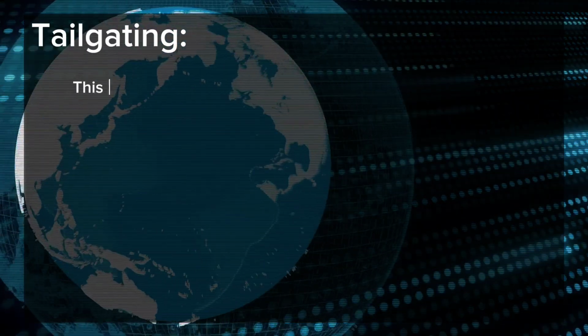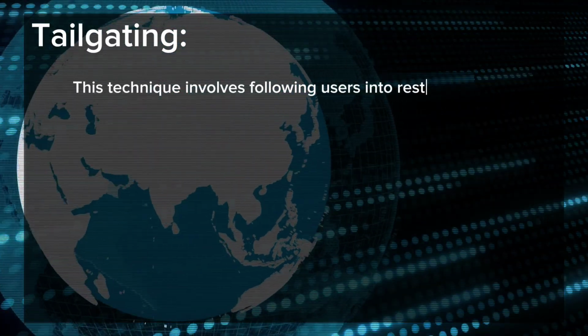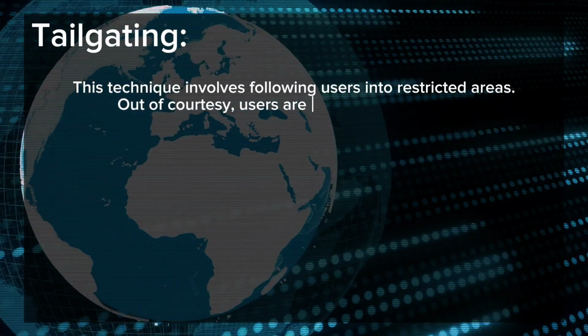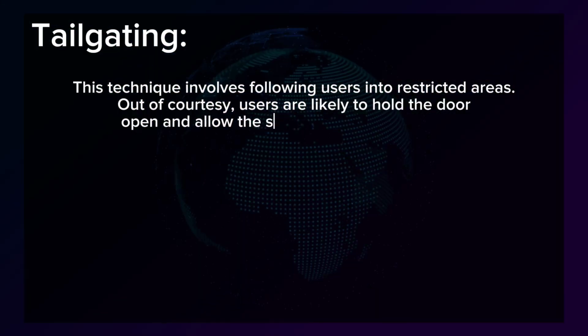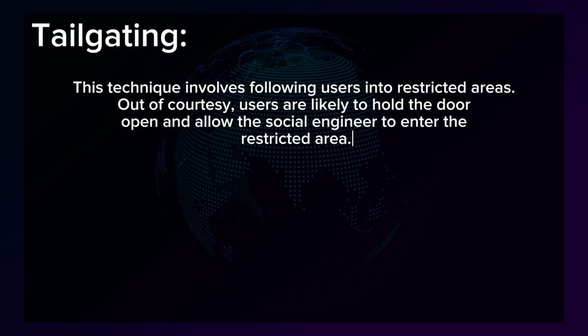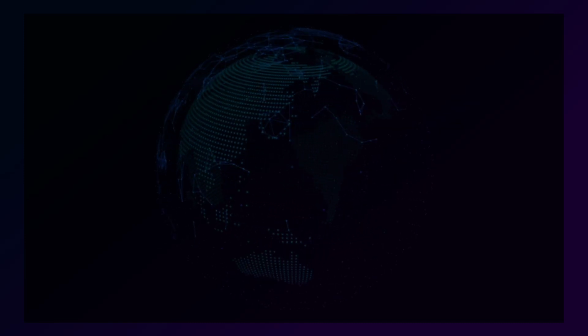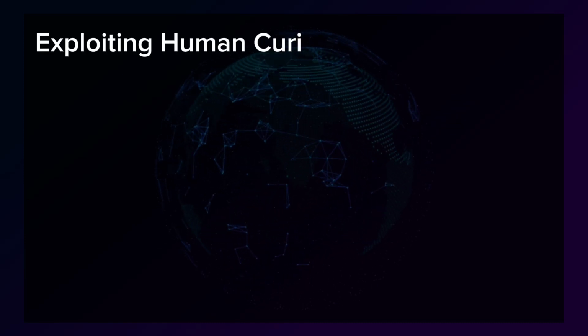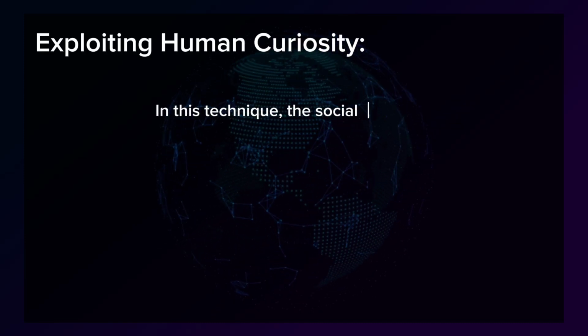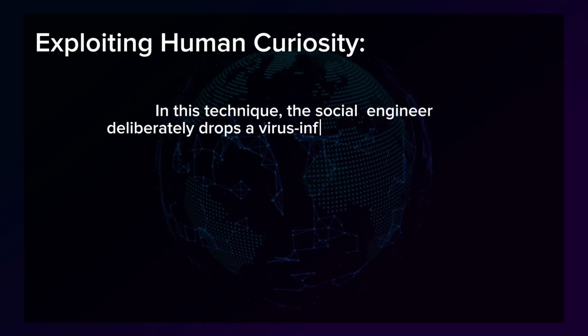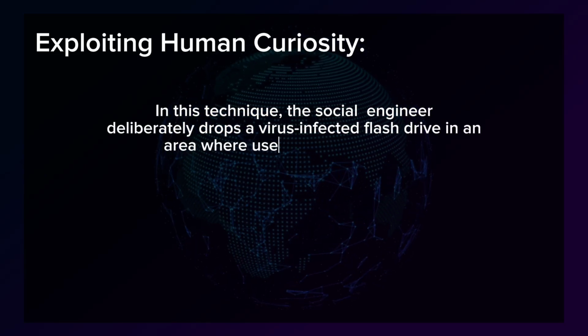Tailgating. This technique involves following users into restricted areas. Out of courtesy, users are likely to hold the door open and allow the social engineer to enter the restricted area.